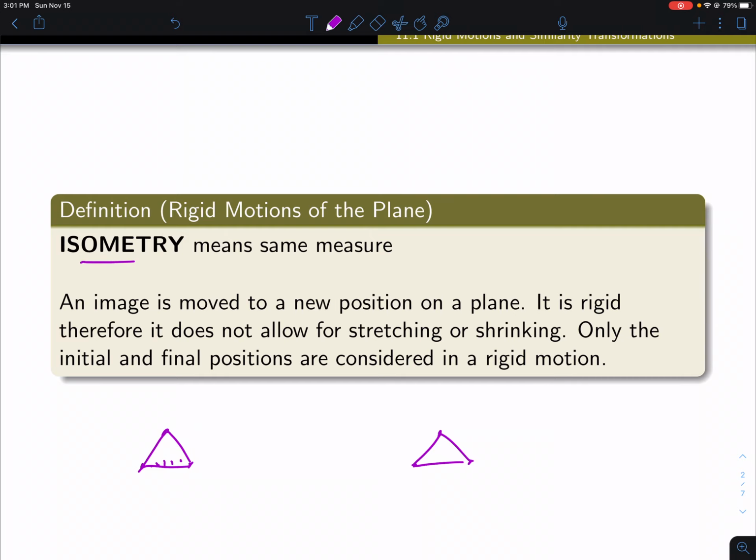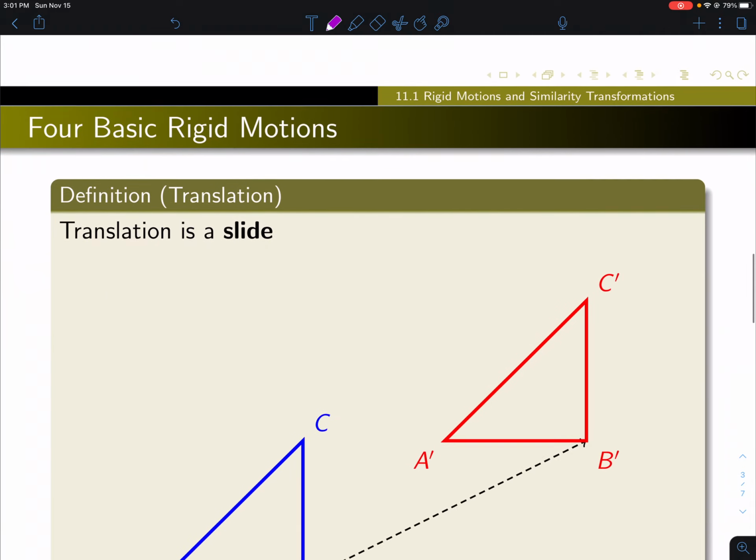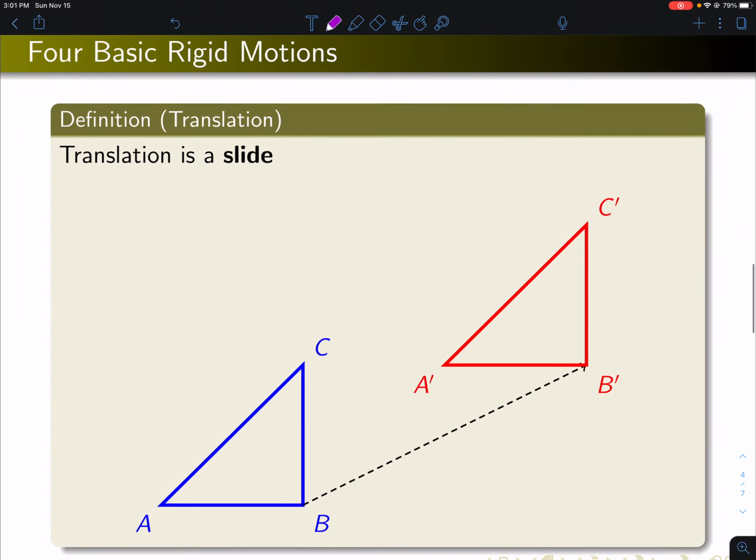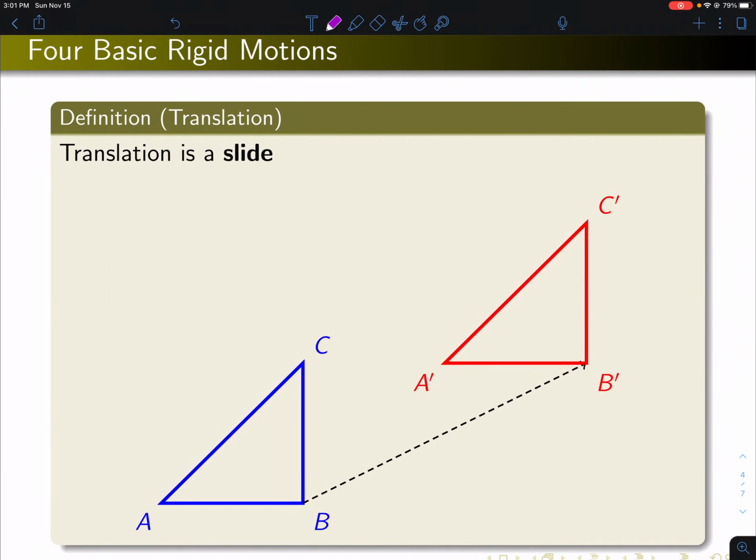One of the first rigid motions we have is called a translation, or a slide. Our blue is the pre-image, our red is the image, and it's going to move it somewhere in the coordinate plane. It could move it just right, just left, just up, just down, or in this case, to the right and up. And that's kind of how they'll define it.